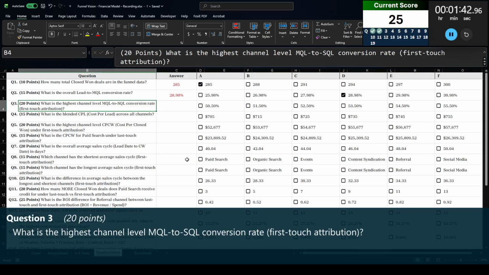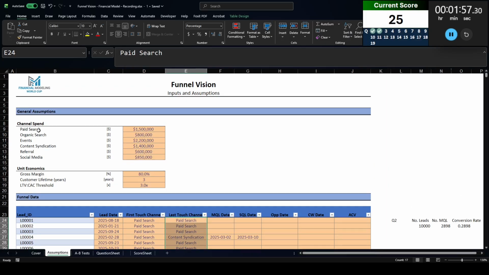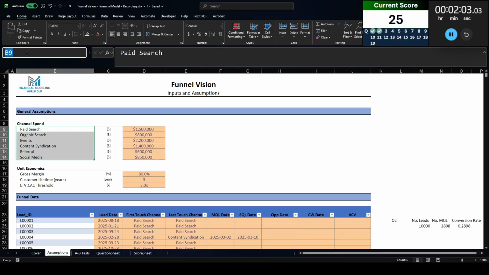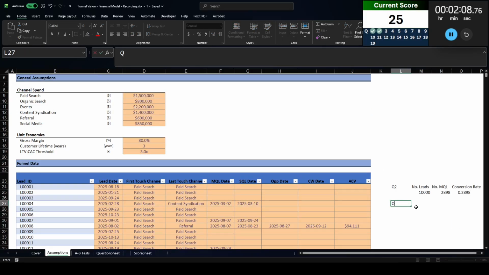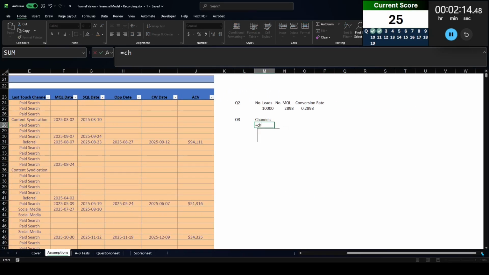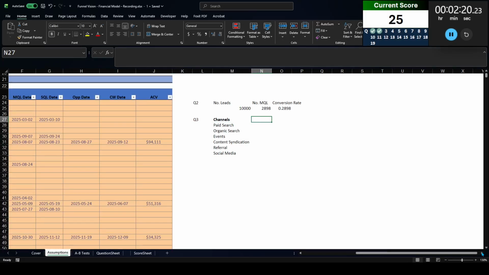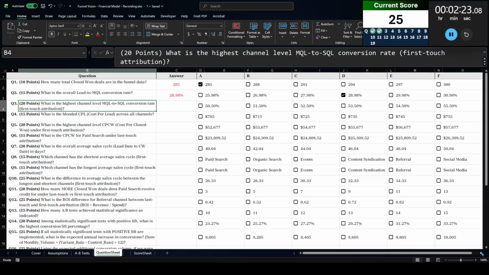Question 3. What is the highest channel-level MQL to SQL conversion rate, by first touch attribution? Now this attribution is going to be important because in our table we have which channel was the first touch and which channel was the last touch. So I am going to use these channels to organize my data. I'm going to name these channels and list them down here, just like that. I'm going to bold this row so that it's easier for me to see. And then we are looking for MQL to SQL conversion rate, right?